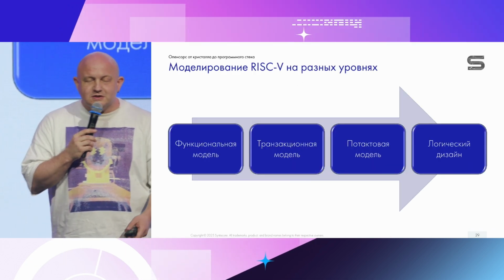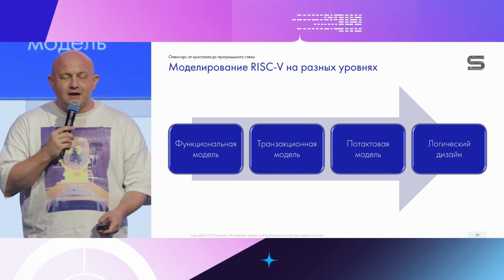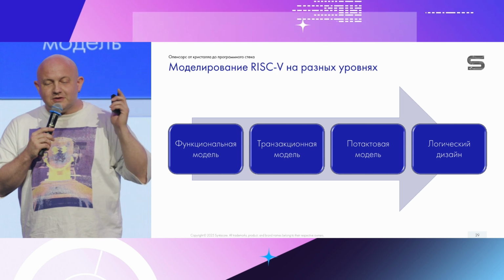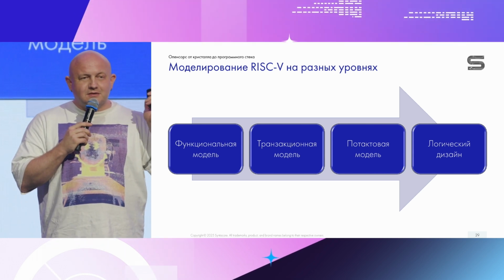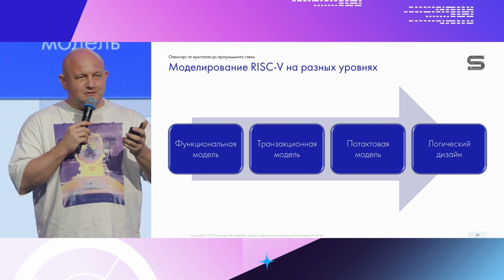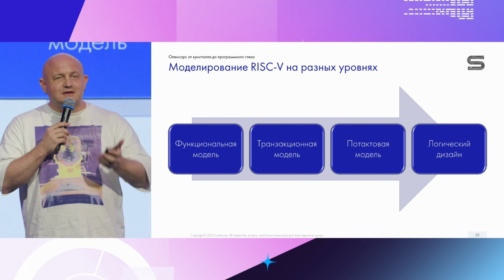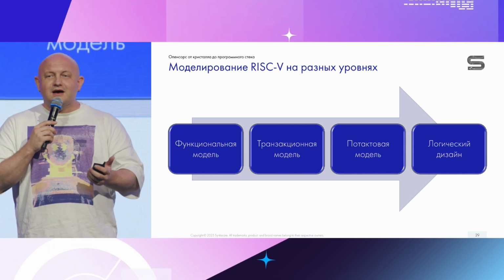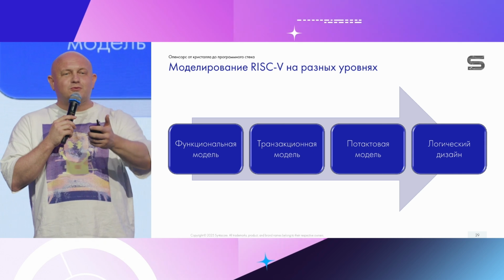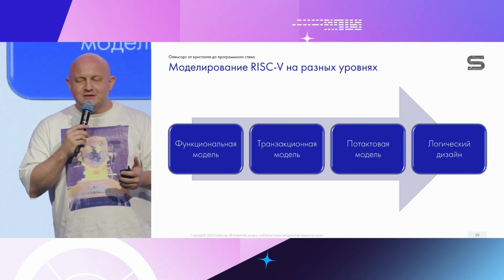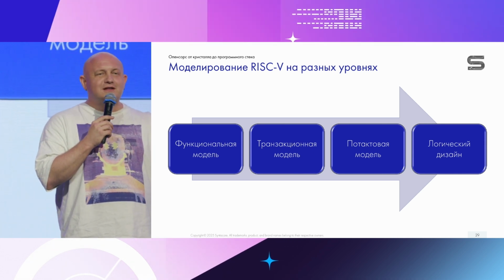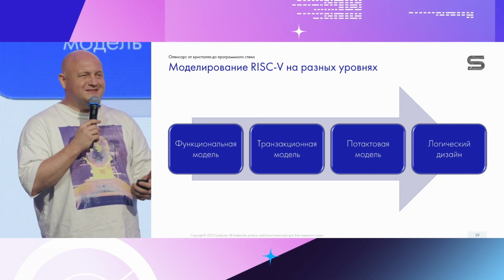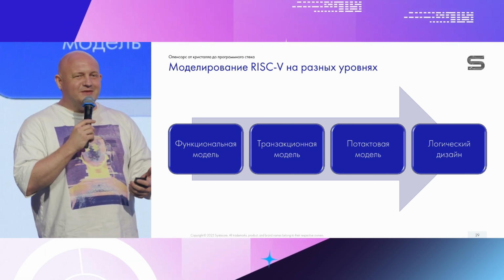So let's look at test generation for different levels of models: functional models, transactional models, cycle-based models, Gen5 or VCS, logical design on FPGA, and how the tests look for each of these models. For example, if you have a functional model and you need to test a logical design, how would you do that?